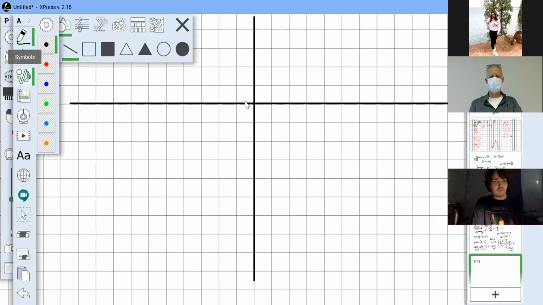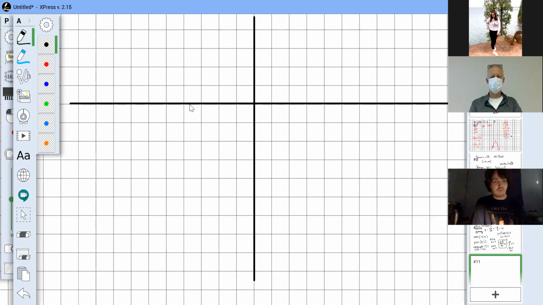So its vertex is negative 4, negative 9. I think that's right there. Or is it 4, negative 9? Negative 4, negative 9, right? It hits at 0, 7. 1, 2, 3, 4, 5, 6, 7.